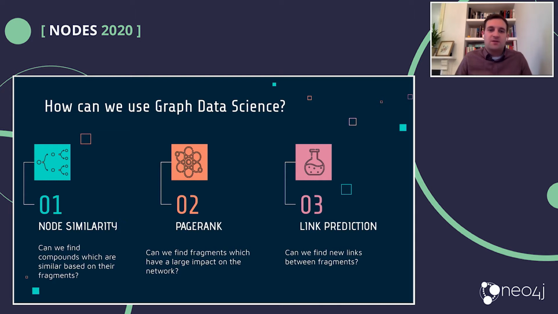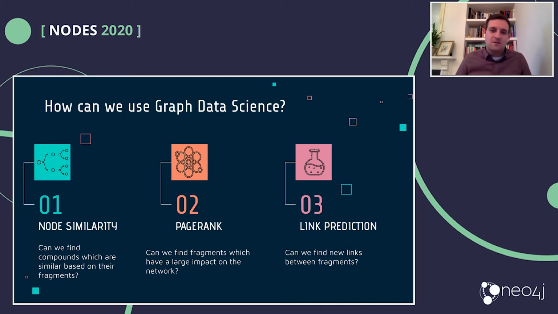The reason you might want to do this is because molecules which are similar often have similar properties. So when you're designing a molecule, if you can say this one is similar to this one, a chemist might go, oh, maybe I'll make that one. That one might be interesting.